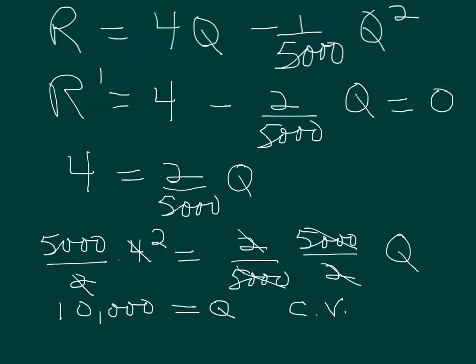All right, now I'm hoping that that works, that 10,000 is the quantity that maximizes the revenue. But I don't really know that's the case until I take the second derivative and figure out whether my function is concave down or concave up. That's going to happen on the next slide.